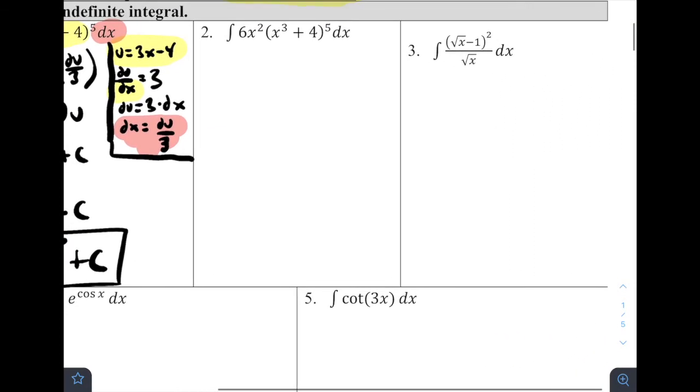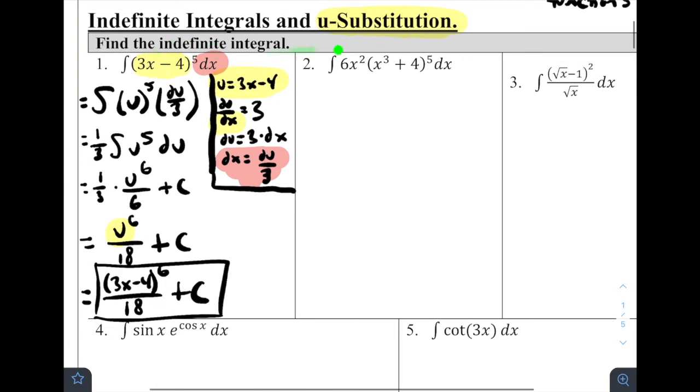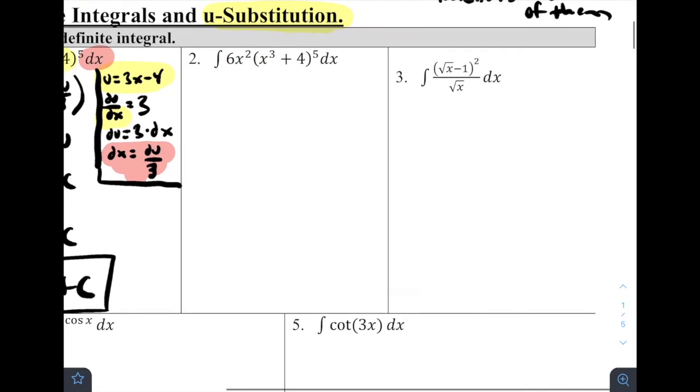So number 2, the tough part in these problems sometimes is identifying what the inside part is. This one's a little bit more complicated, right? This one's got a couple of different things going on. But here I see this x cubed plus 4. It's inside these parentheses. It's being raised to the 5th. That seems like the inside part to me. I'm going to call that u. So u is x cubed plus 4.